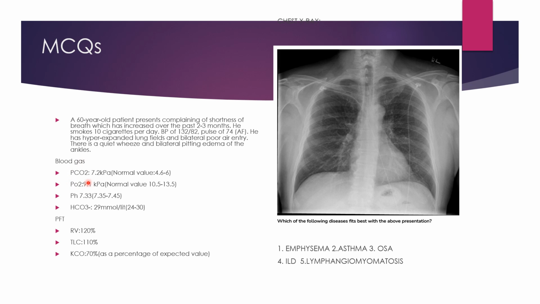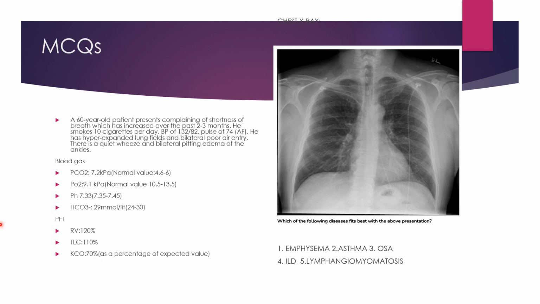Here the PCO2 is high, 7.2 kilopascals, so there is respiratory acidosis. As I told you in the causes of ABG, you can recall the causes of respiratory acidosis. Coming to the pulmonary function test, I want you to focus on this because here the residual volume is 120%, total lung capacity is 110%, and the transfer coefficient is 70%.